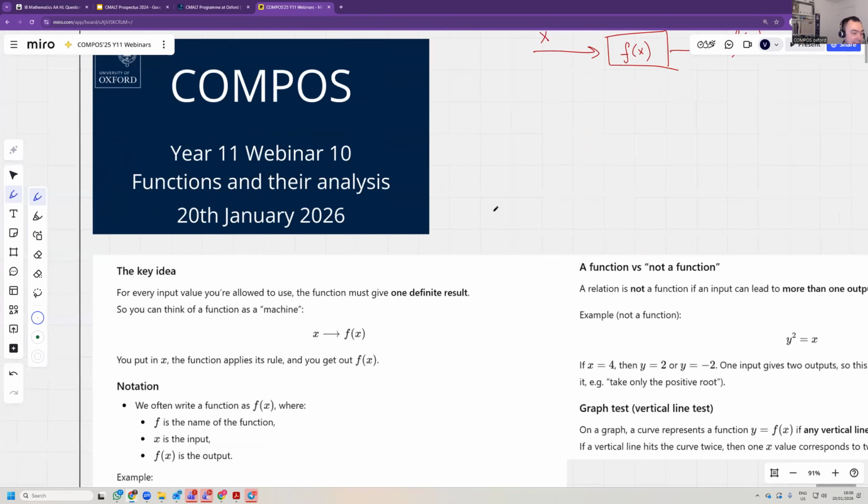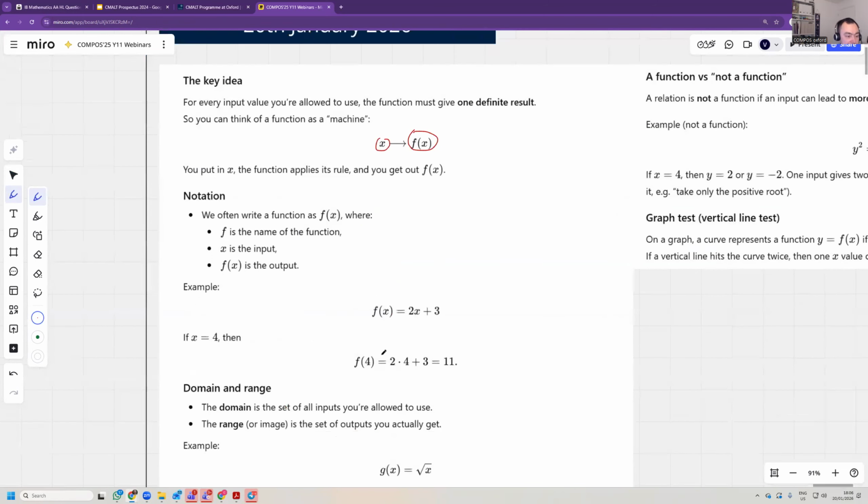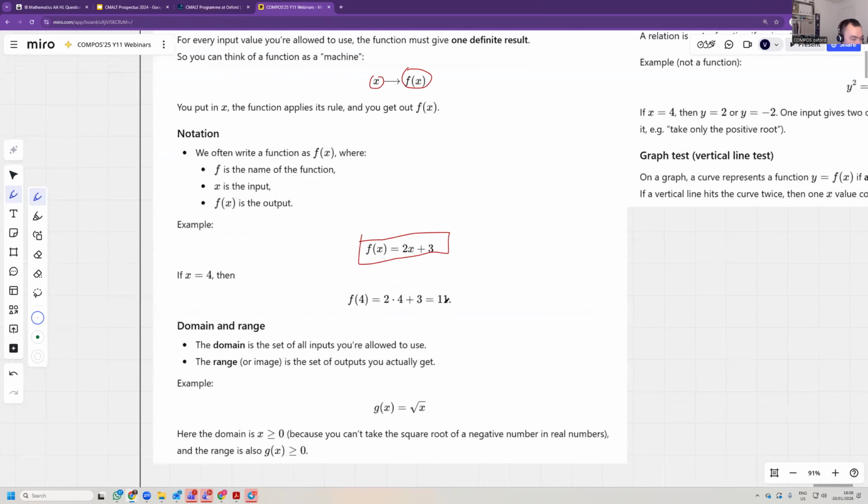So it is a machine that you give an x, and it spits out a different number, f of x. So for example, if the function is like this, you give it a number, then it spits out a different number. So in this case, f of 4 is 11.